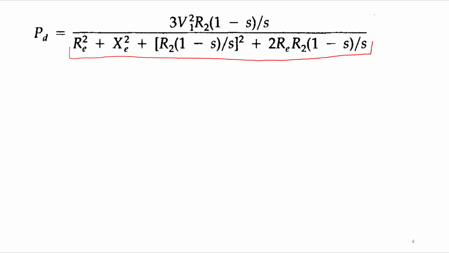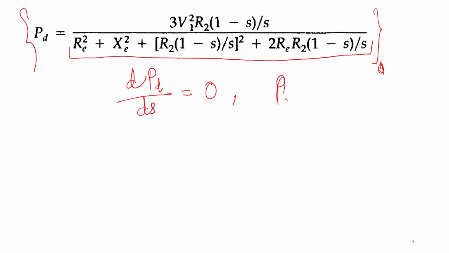So we know that by taking the derivative of this with respect to slip S and equating it to 0, I will find the maximum power criteria. Can you find it? Just take the derivative and equate to 0 and find the condition, that means the slip at which maximum power occurs. Find the expression for slip where the maximum power occurs.